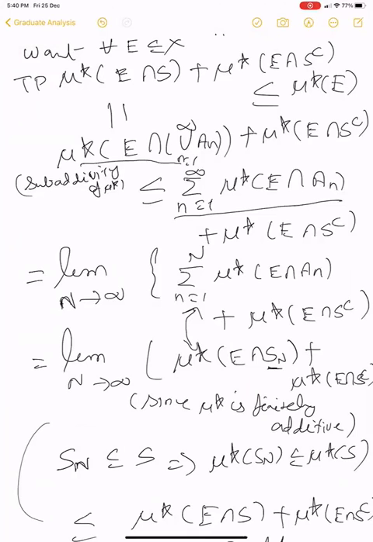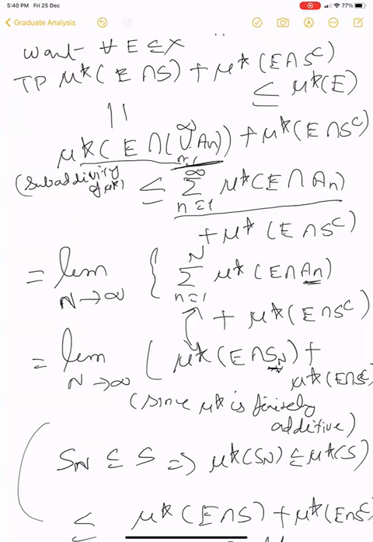We started with the intersection, union of something. Then using subadditivity, we took the union outside as a summation here. Then we keep the n and we write the limit like this. But since this is a finite sum, you can take the sum inside as union. Then we get the Sn here, since this union of An is Sn.